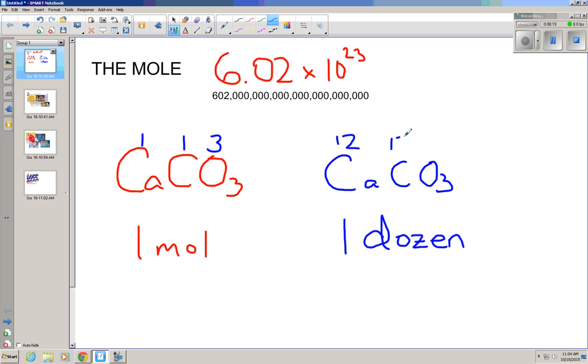You will have 12 carbon atoms. And because you're going to have 12 times 3 oxygens, you'll actually have 48 oxygen atoms in a dozen calcium carbonate molecules. The other way you could look at it is how many dozen calciums will I have? I'll have 1 dozen and then 1 dozen. So it's going to look very similar. Okay? So moles, dozen, they basically work out the same way.